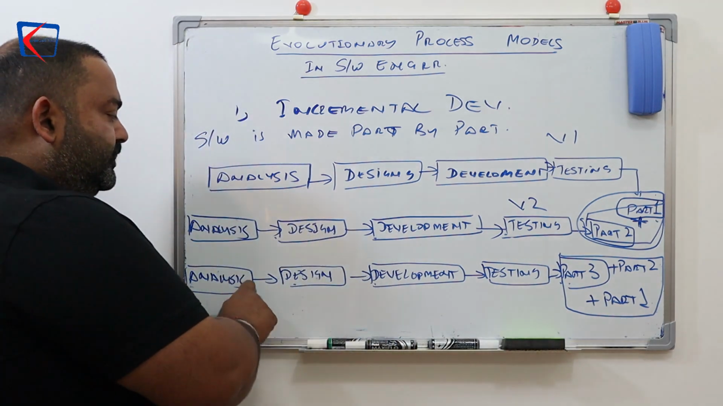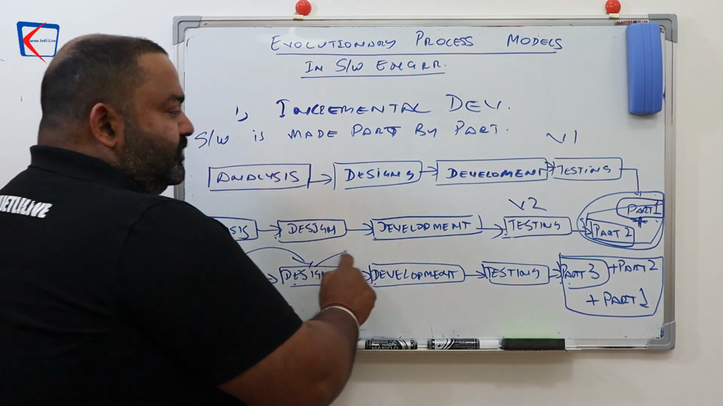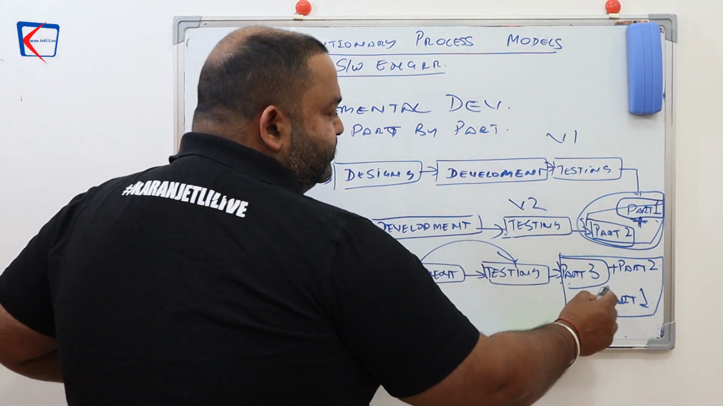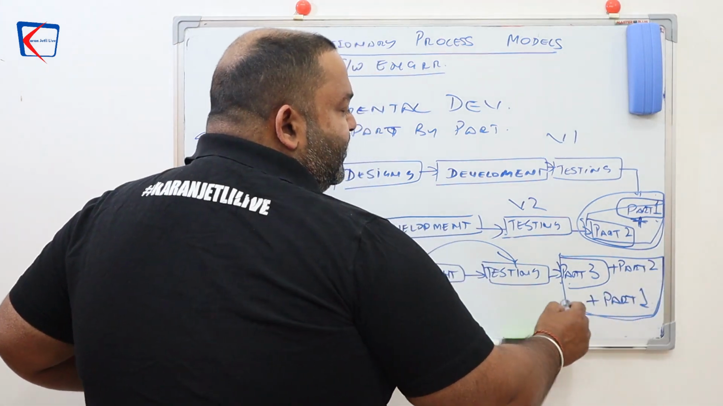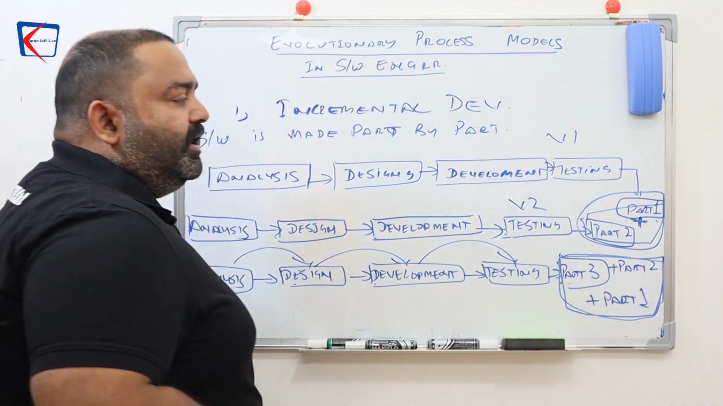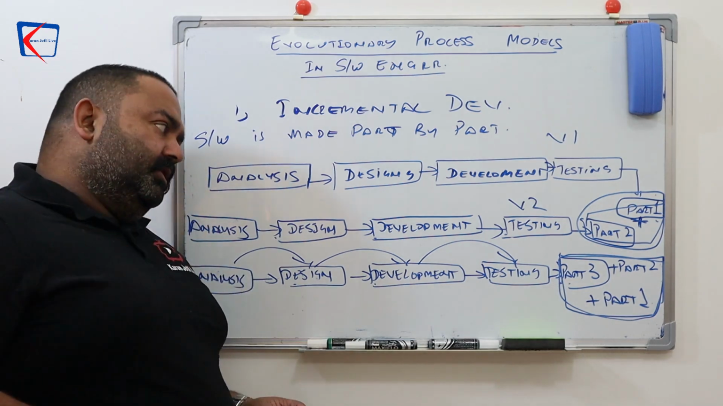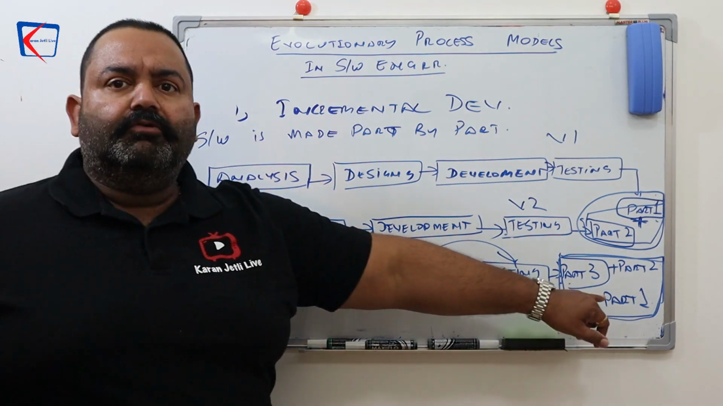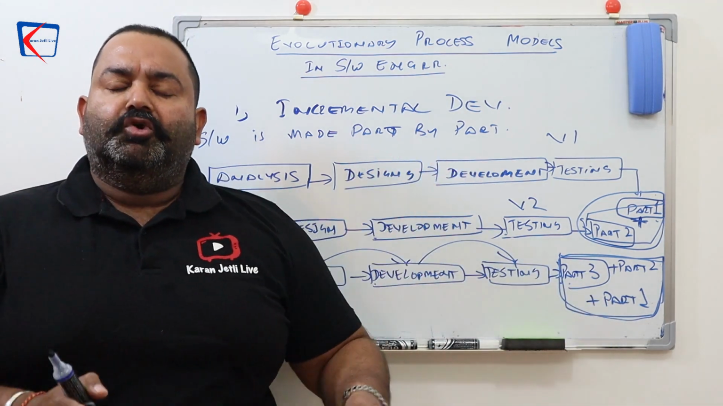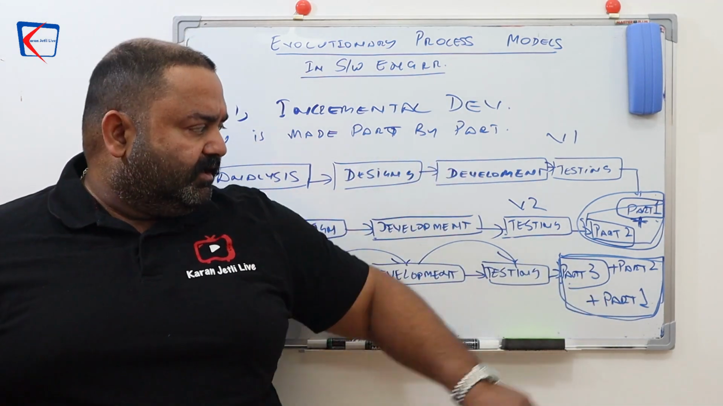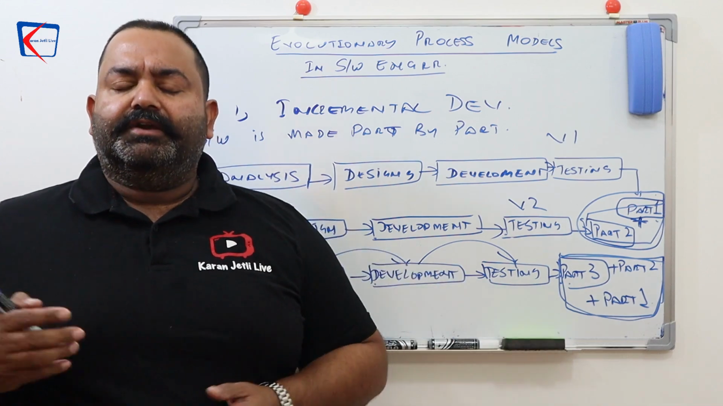Again, do the analysis, do the design, do the development, do the testing, release part 3 and add it to part 1 and 2. So now our system has part 1, part 2, part 3, and if here all your requirements are met, you stop here. Otherwise, we keep on repeating until we get the final working system.